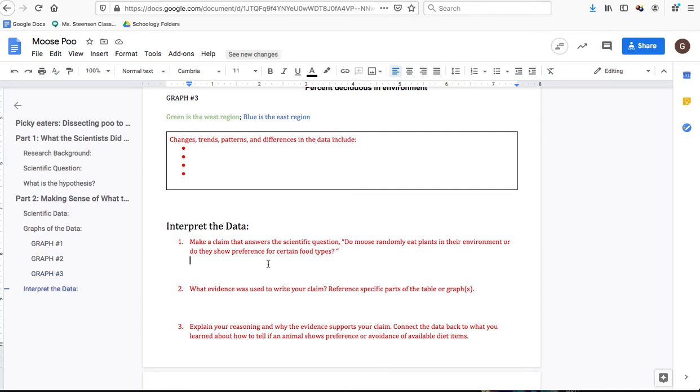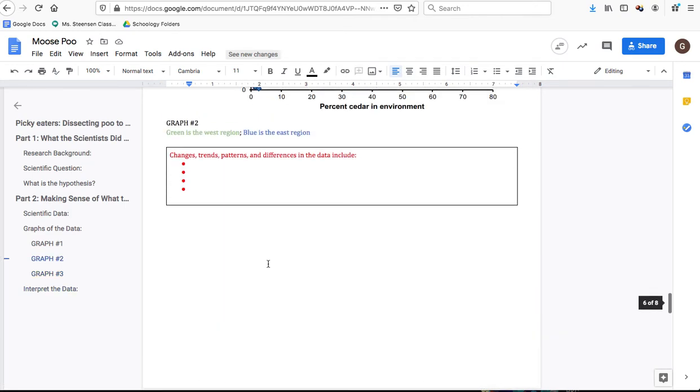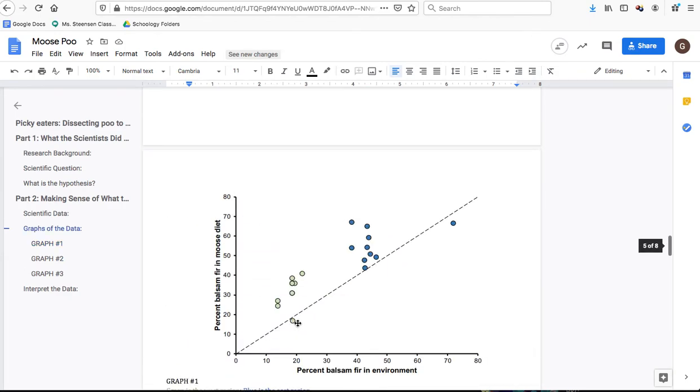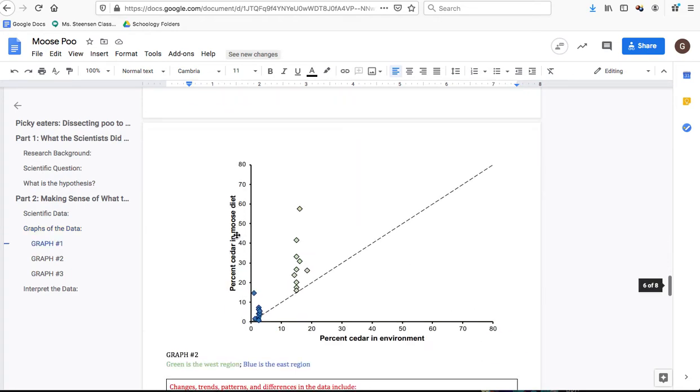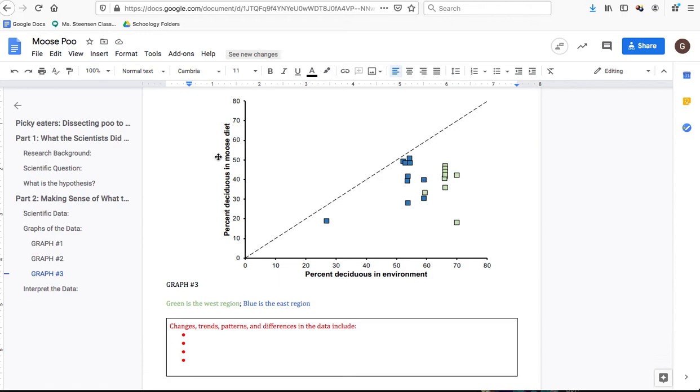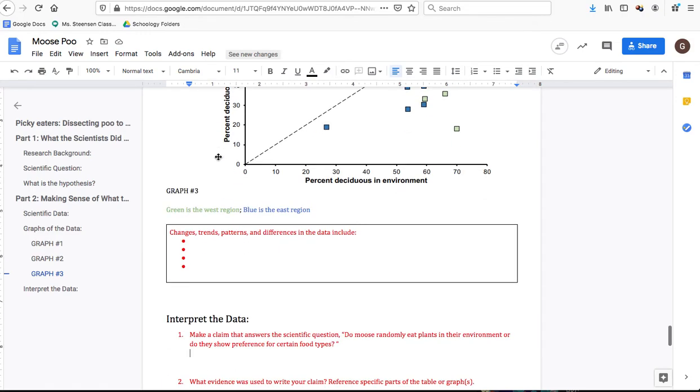So this is a yes or no question, and ideally you'd answer yes or no for each of the 3 different types of plants. So do they show a preference for balsam fir, cedar, or deciduous plants? And do they show a preference, or are they just randomly eating them as they find them along the way?